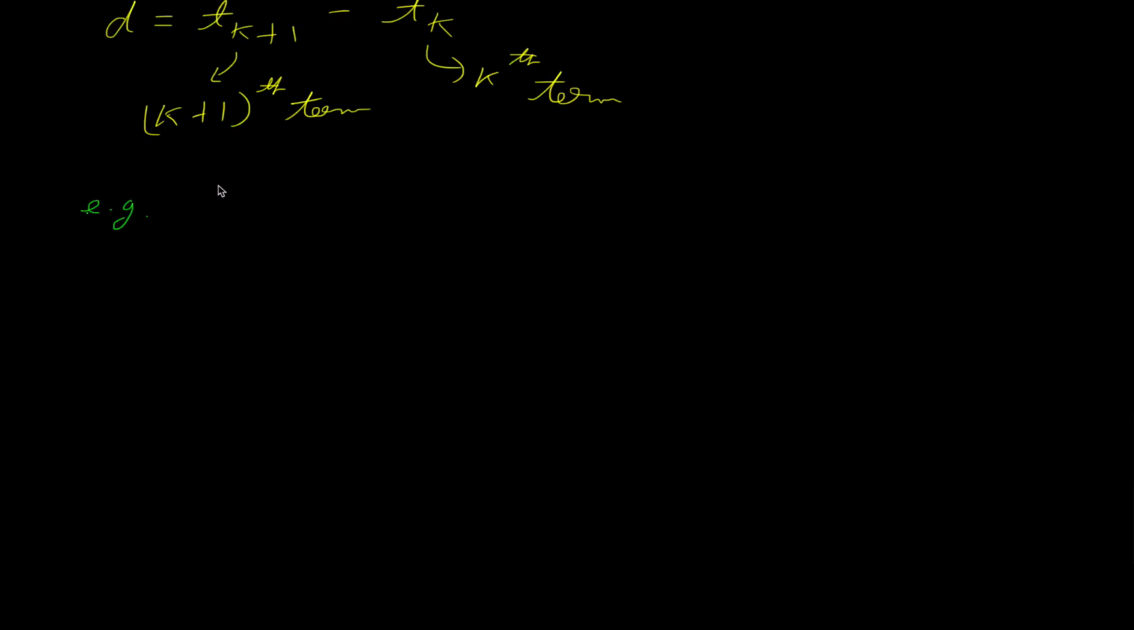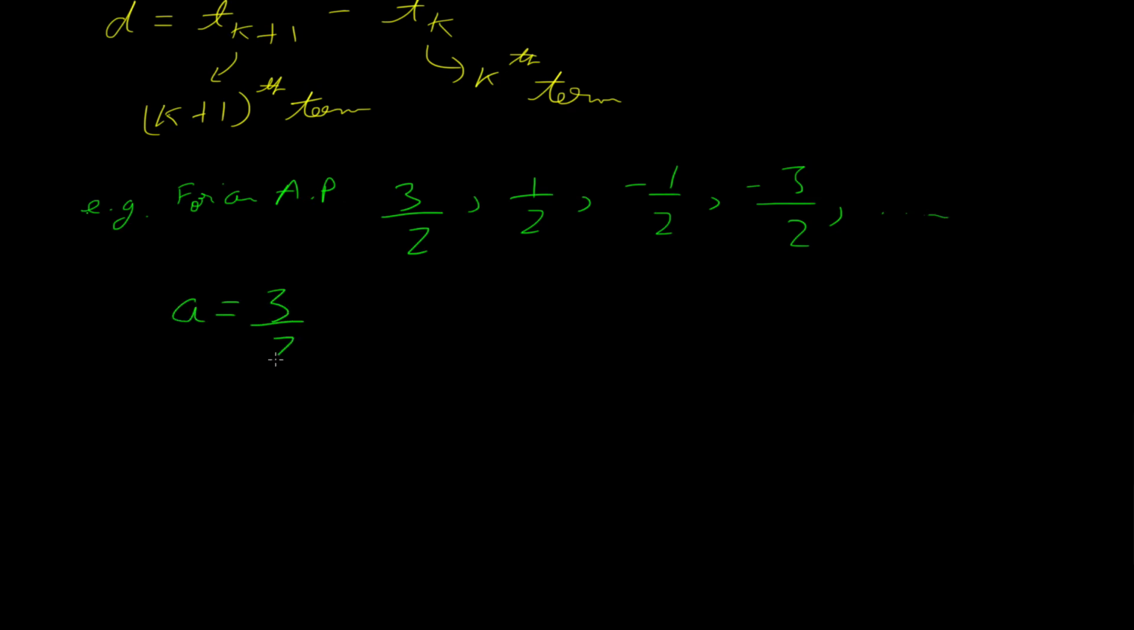Let us have a look at an example. For an arithmetic progression 3 by 2, 1 by 2, minus 1 by 2, minus 3 by 2, we need to find the first term and the common difference. So A would be 3 by 2, and for common difference, we can take any two terms: minus 1 by 2 minus 1 by 2 will be equal to minus 2 by 2, which is minus 1. Or we could also have done 1 by 2 minus 3 by 2, minus 2 by 2, which is -1.